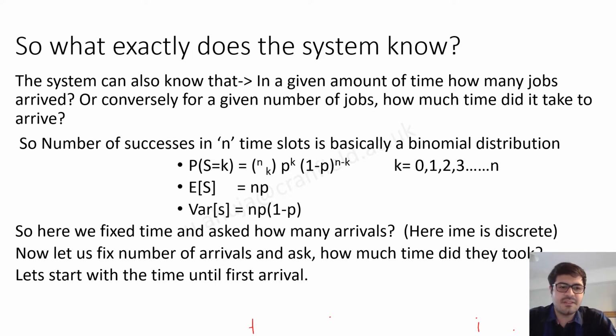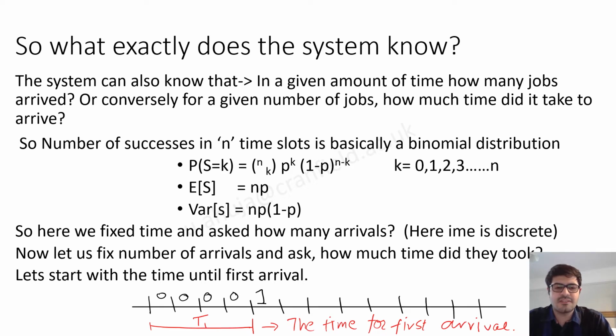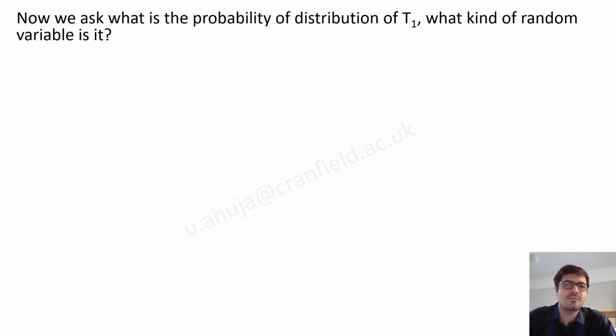Here time is discrete, so let us fix the number of arrivals and ask how much time they took. Let's start with the time until the first arrival. Suppose there are many events, and at this point, this point, this point, this point, we didn't receive anything. At this time instant, we received something. Let's say this is t1, the total time from not receiving till received. So we ask what is the distribution of t1.